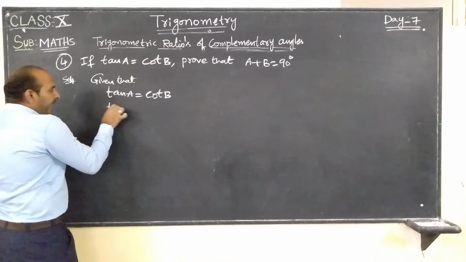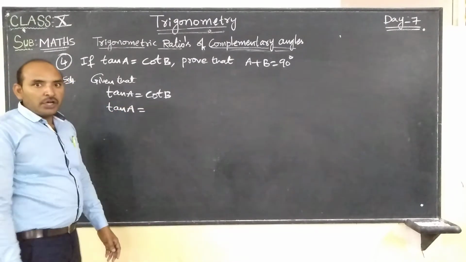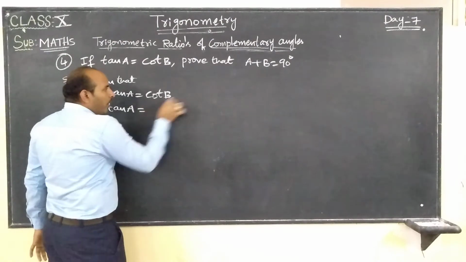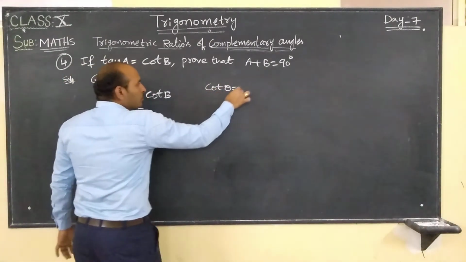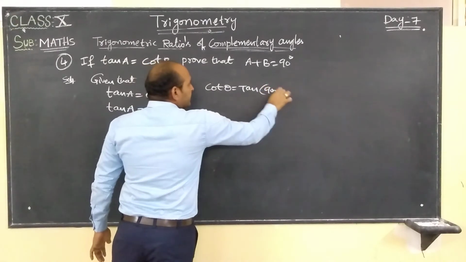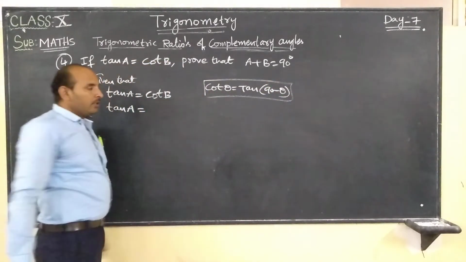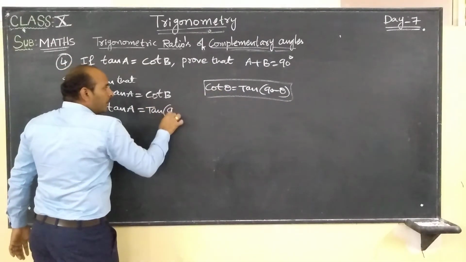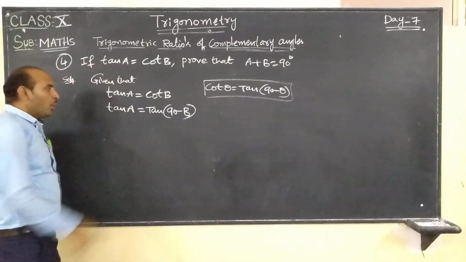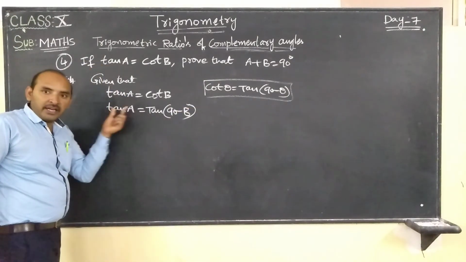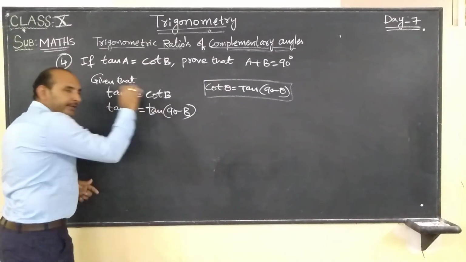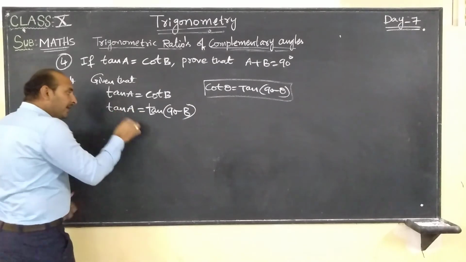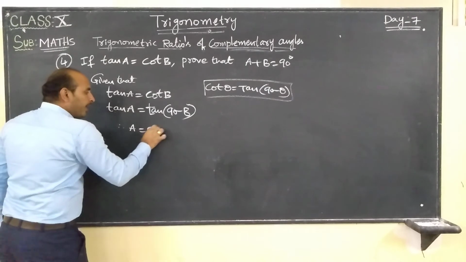Now tan A as it is. According to the complementary angles formula, convert cot into tan. What is the cot theta formula? Cot theta is equal to tan of 90 minus theta. So cot interchanges to tan of 90 minus B. Both sides, the ratios are the same, here also tan, here also tan. Then the angles are equal. Therefore, A is equal to 90 degrees minus B.